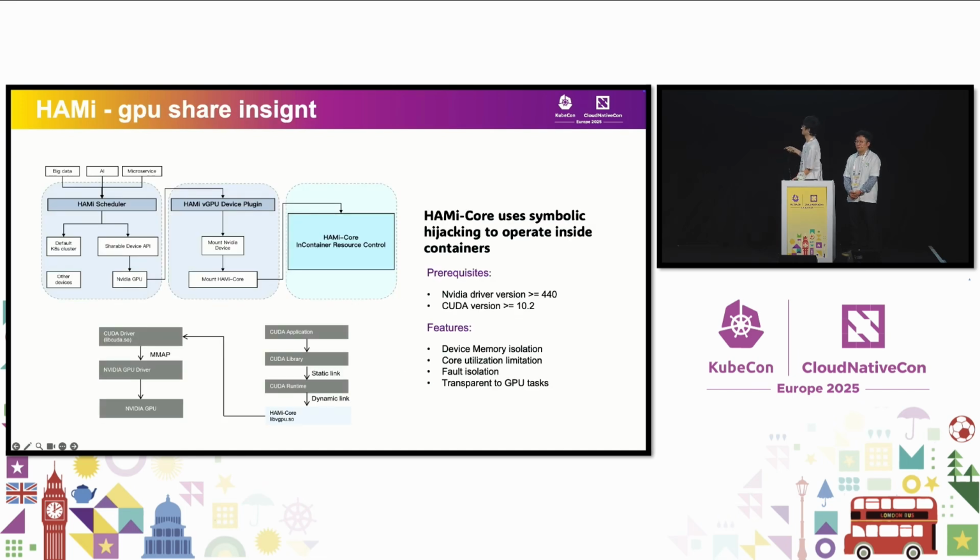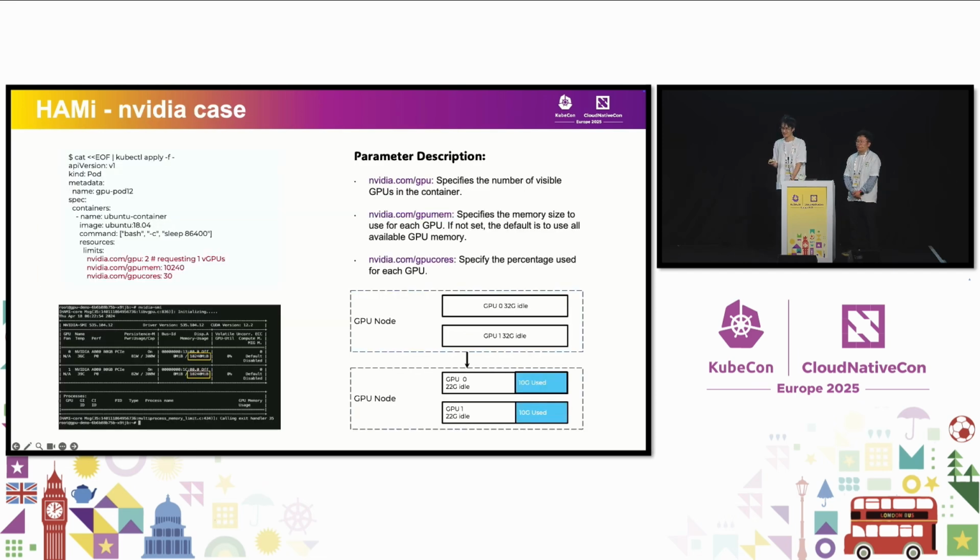Yes, it applies to a wider range of NVIDIA and Kubernetes setups. The only requirement is that your CUDA version is greater than 10.2, and the NVIDIA driver version is greater than 440. And this is how we use HAMi. You simply need to specify the number of GPUs you wish to see in this container, along with the GPU memory you wish to cut for this container. In this example, this task needs 2 GPUs, and each GPU uses 10 GB device memory.